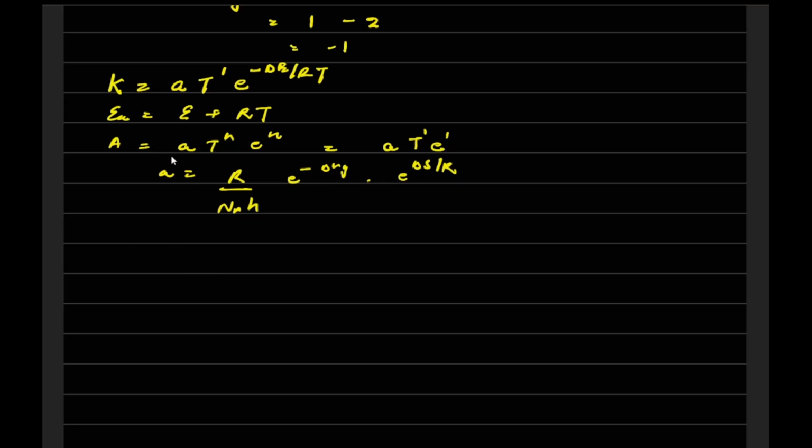So if we substitute this into this, we write ln of A is equal to ln of R by NaH minus delta Nb, so this is for transition state, plus delta S by R, plus ln of T plus 1. So this is also a very important formula.